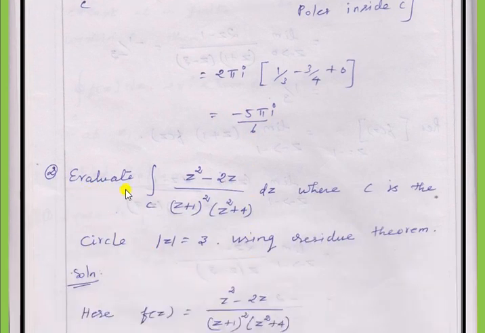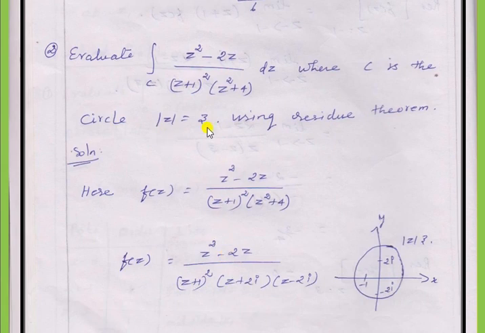Let us move on to the second problem. Evaluate the integral over C of (z square minus 2z) by ((z plus 1) the whole square into (z square plus 4)) dz, where C is the circle mod z equal to 3, using the residue theorem. First, I am going to draw the sketch of modulus of z equal to 3. The radius is 3 and the center is 0.